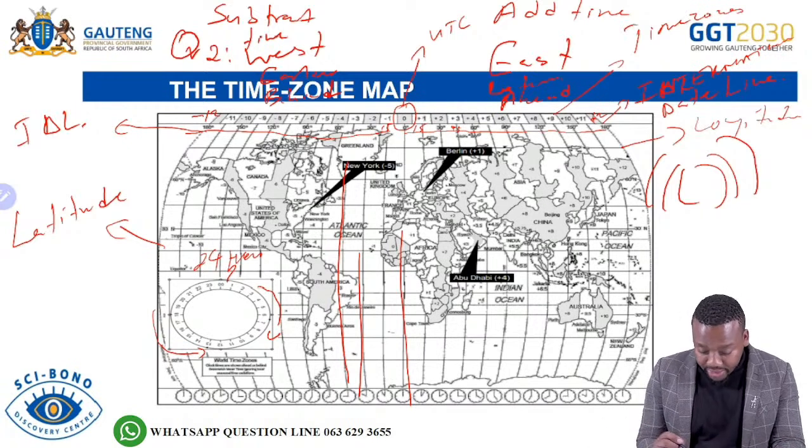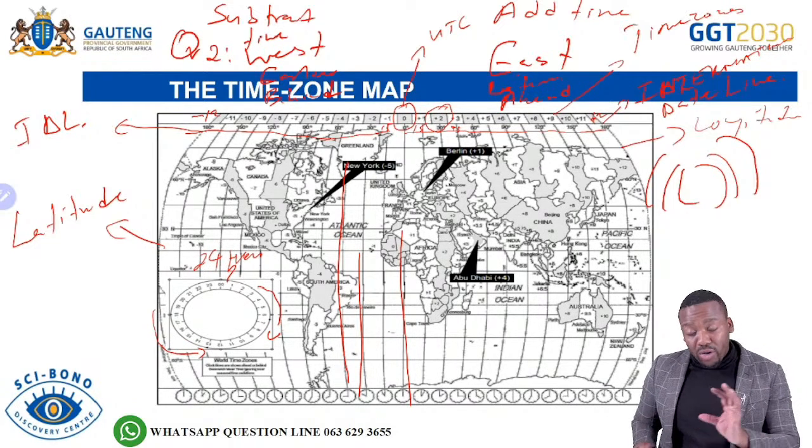So let's look, for example, when we find South Africa, we said we are calculating our time on +2 or 30 degrees what? East. Are you getting me? So this is where South Africa is. When you go up, you will see Zimbabwe, Cairo, and so on and so on. We all fall under what? Under the same time zone. So that's what we need to look at.